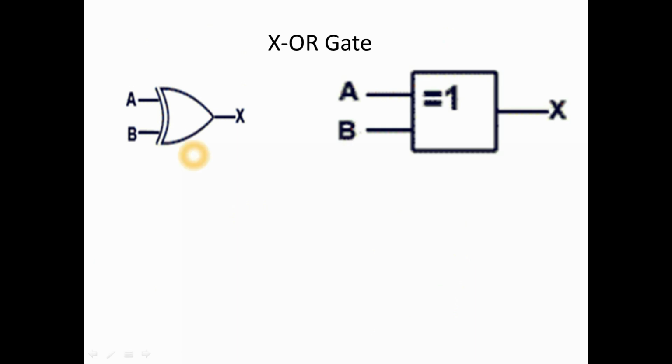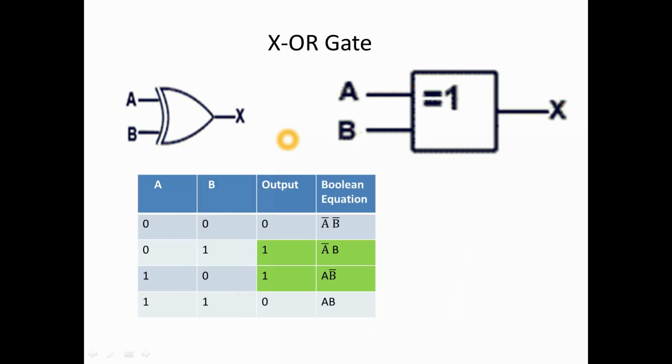Next, let us see the exclusive OR gate. This is the symbol for the exclusive OR gate. In some cases, it is working as an OR gate, but not in all cases. That is for 0, 1. When you take the 2 input exclusive OR gate, for 0, 1, the output is logic 1.